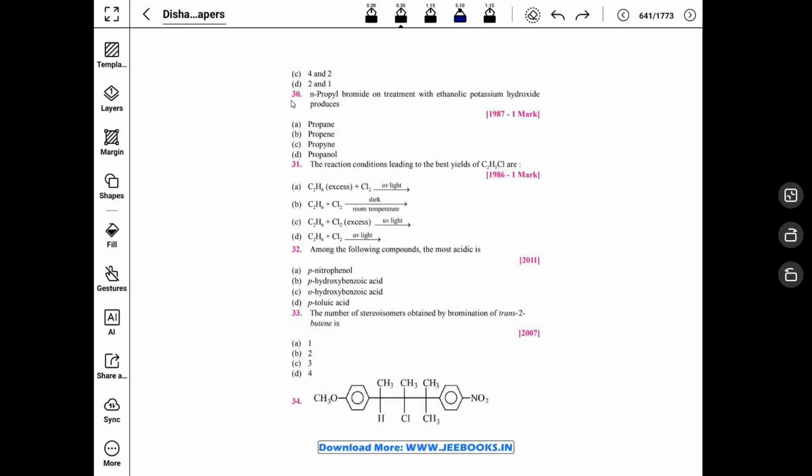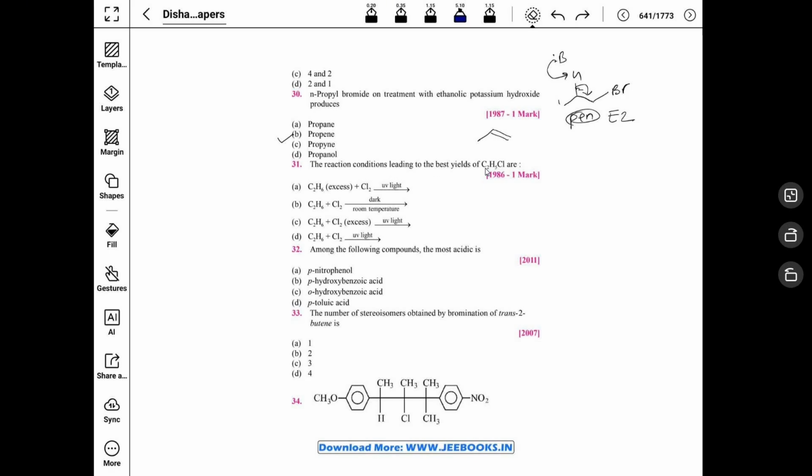Okay, now question number 30. n-Propyl bromide on treatment with ethanolic potassium hydroxide produces. So you can see that ethanolic potassium hydroxide and propyl bromide, again it will lead to the elimination product propene through E2 reaction. So the correct answer is D.